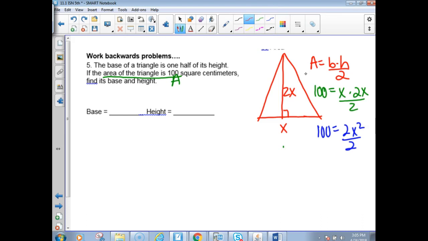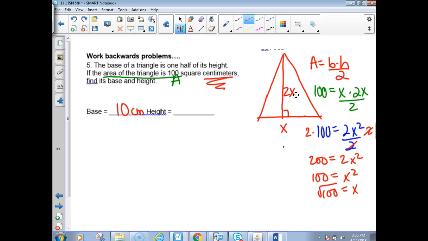Maybe I should do that because that'll help you if the number right here isn't a 2. I mean, 200 equals 2x squared. I don't know. It just was kind of like going backwards. Divide by 2, no, 100 equals x squared. We got to take the square root of 100. And that gives me 10, which would be my base. And this was in centimeters, so this has to be in centimeters. And the height is twice as big, so it would be 20 centimeters.